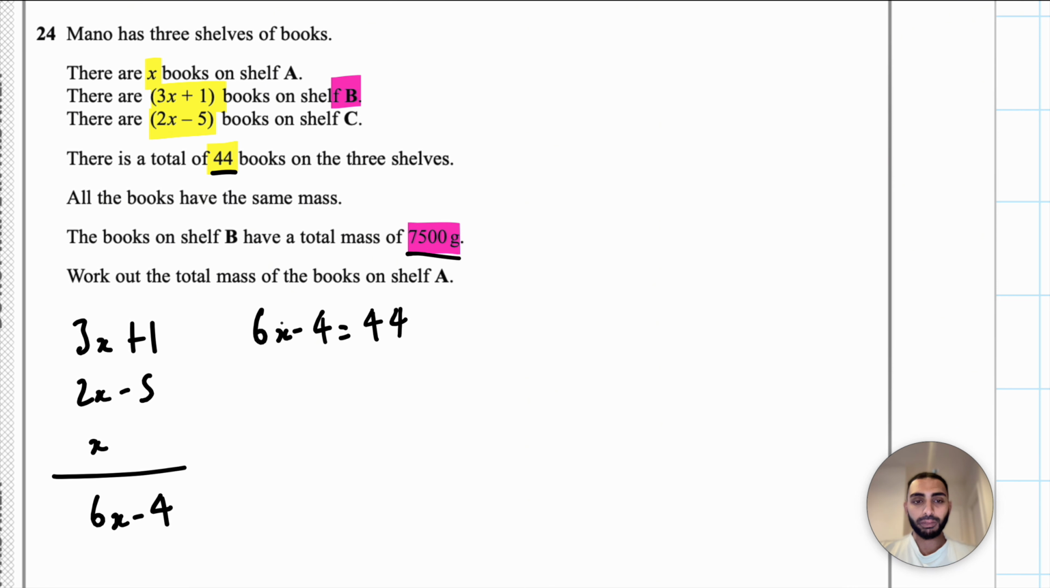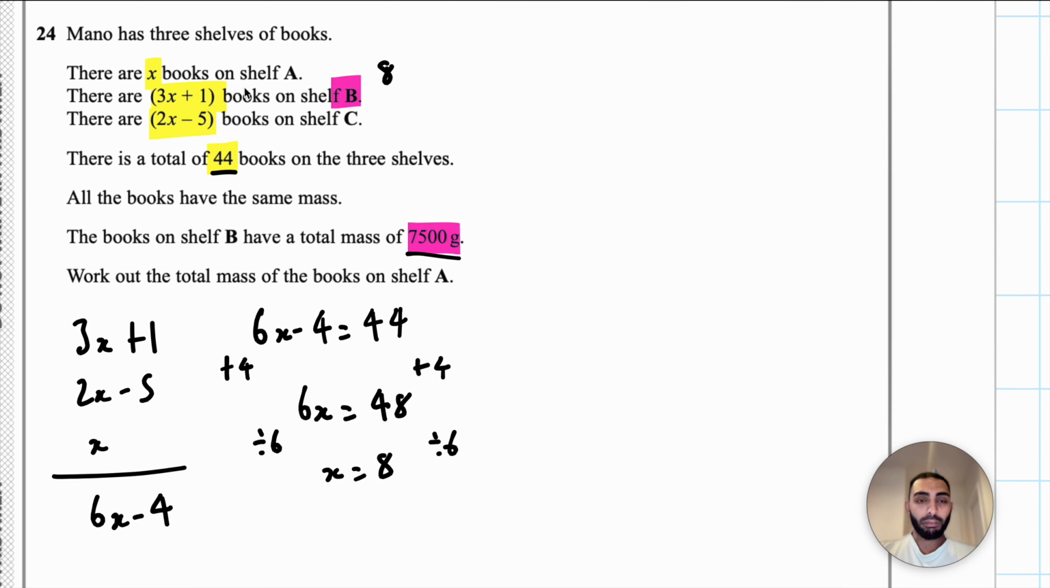Need to solve this equation. What's happening to this x? It's being multiplied by 6, and then we're taking away 4. So we need to get rid of this take away 4 first. The opposite of taking away 4 is adding 4. So 6x is equal to 44 add 4, which is 48. Being multiplied by 6, so I divide by 6 on both sides. X will be equal to 48 divided by 6, which is 8. So there's 8 books on shelf A, but we don't know what each book weighs.